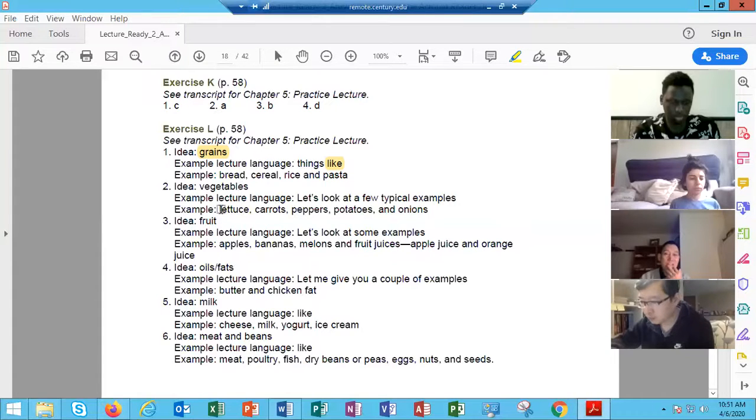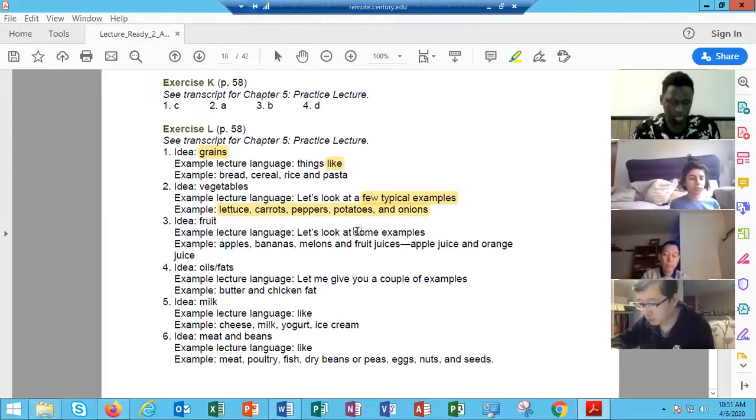Vegetables, these are some of the examples. And if you don't have every single example, that's okay. Even if you just have two or three examples, hopefully it's enough to make it clear to you what category is vegetables through those few examples. And then this is the lecture language, typical examples.